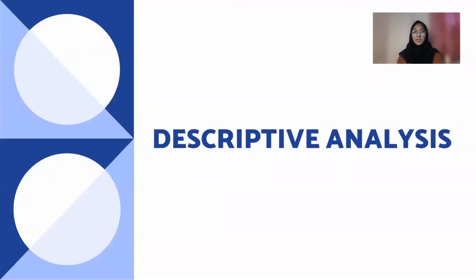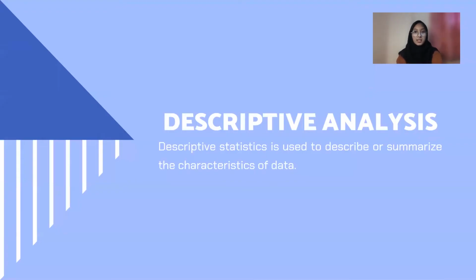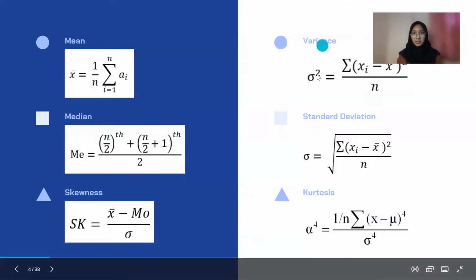So the first one is descriptive analysis. What is descriptive analysis? It is used to describe or summarize the characteristics of data. Several measures can be calculated besides identifying its frequency, such as variables mean, median, mode, standard deviation, and so on. So these are the formulas to find the mean, median, skewness, variance, standard deviation, and kurtosis.